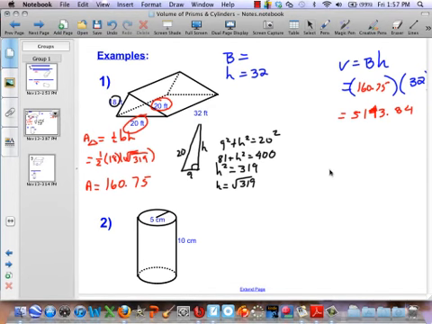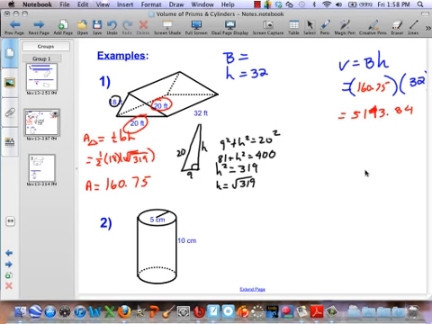Okay, now there's a lot involved in this problem, wasn't there? Was it really that difficult? Did you guys see how we used the questioning to get us where we needed to go? You guys understand that? That's what you guys need to start developing, your correct questioning strategies. Okay, on to number 2, we have a cylinder.